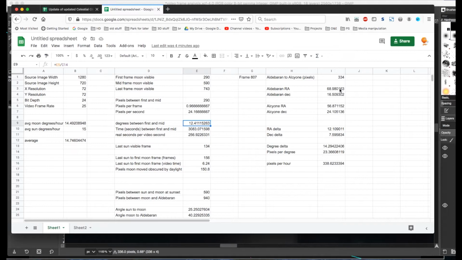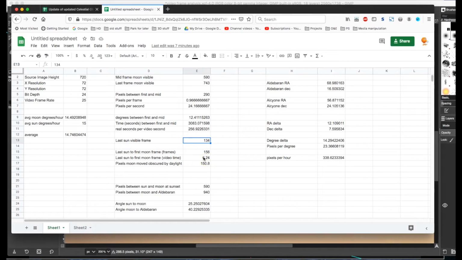And then I went in my star database and I got the right ascension and declination for each of these stars. I subtracted the one right ascension from the other, and I subtracted the declination of one from the other. The degree delta is basically the formula c squared equals a squared plus b squared, and I got a degree delta of 14.294.